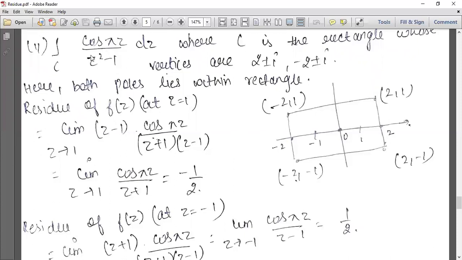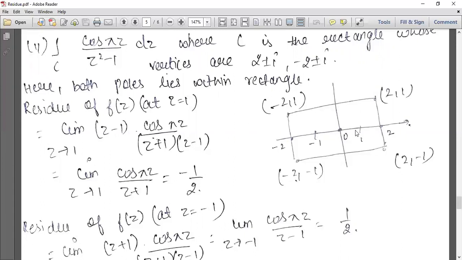So again, first we need to calculate the poles. Poles are given when denominator is 0. So z square minus 1 equal to 0 will give you z equal to plus minus 1, and both of them are simple poles. So this is all you have to show. You have to write down that poles are given when denominator is 0, and z square minus 1 equal to 0 will give you z equal to plus minus 1, and they both are simple poles. All this information you have to mention while solving the question.